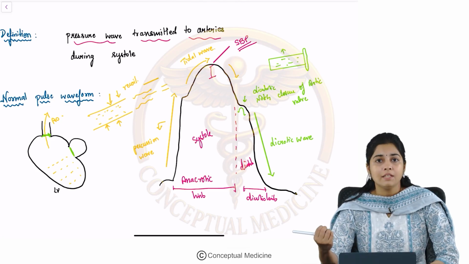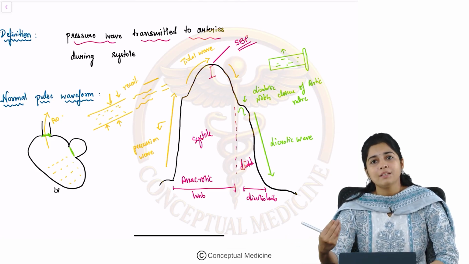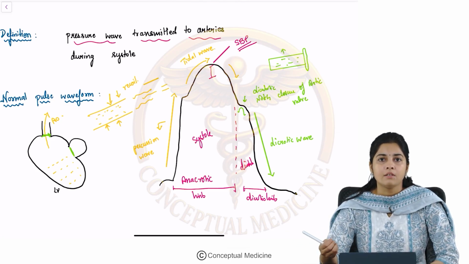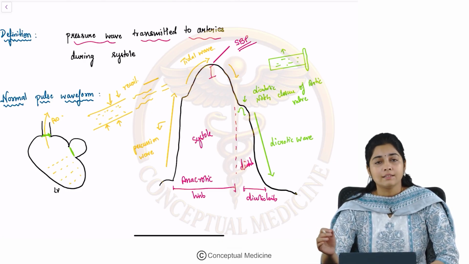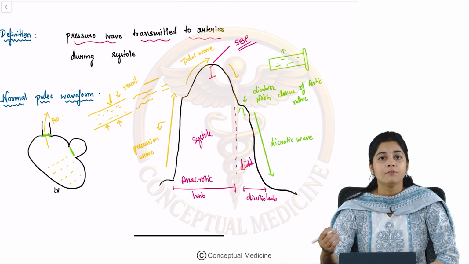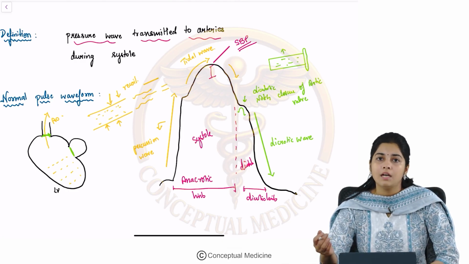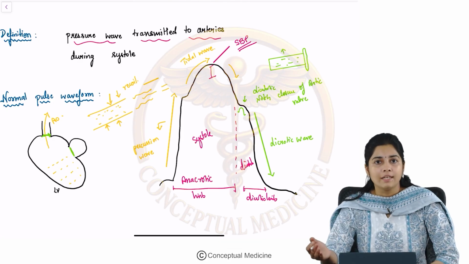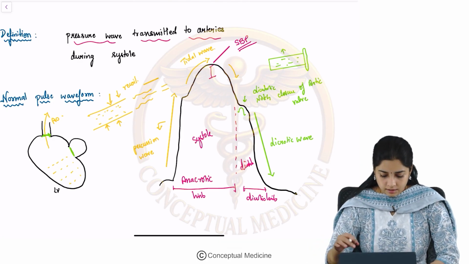So whenever we check for the pulse, what are the different aspects that we look at? We look at the rate, the rhythm, the volume, the character, the condition of the vessel wall, and we also look for any radioradial or radiofemoral delays, right?